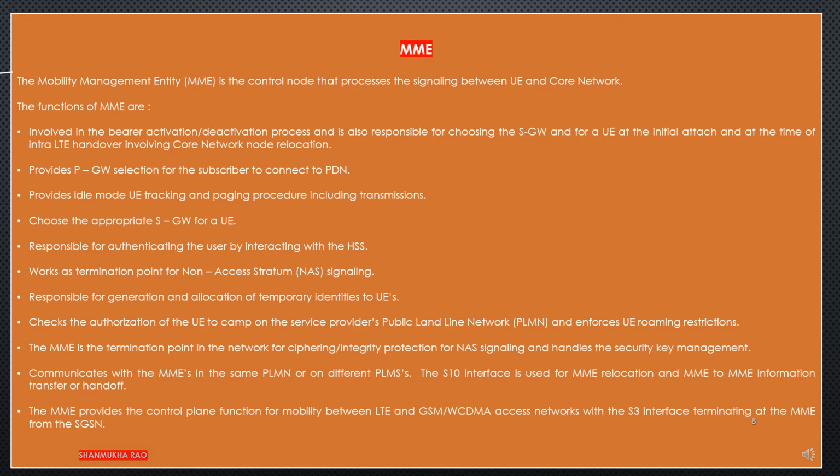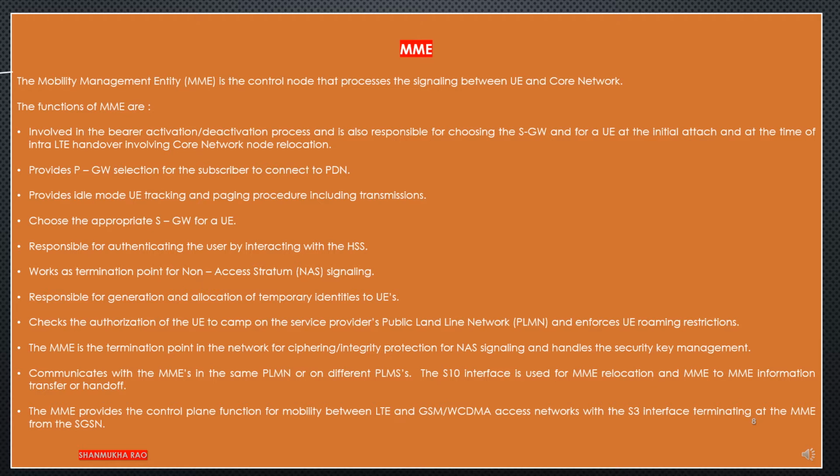MME is responsible for authenticating the user by interacting with the HSS. MME works as the termination point for non-access stratum, NAS, signaling. MME is responsible for generation and allocation of temporary identities to user equipments. MME checks the authorization of the user equipment to camp on the service provider's public land mobile network, PLMN, and enforces UE roaming restrictions. The MME is the termination point in the network for ciphering and integrity protection for NAS signaling, and handles the security key management.